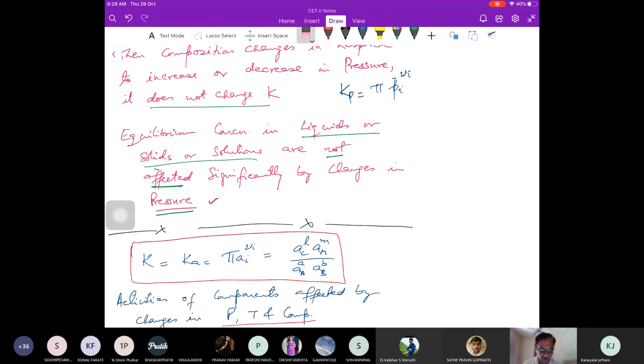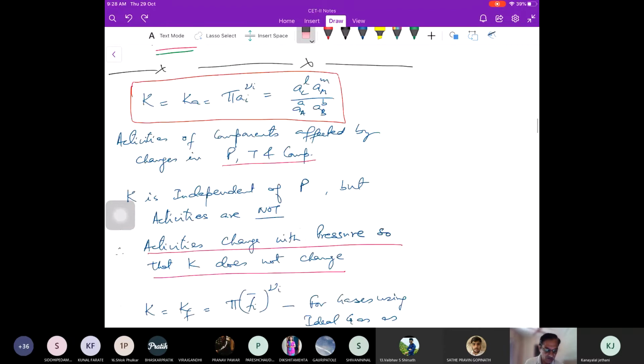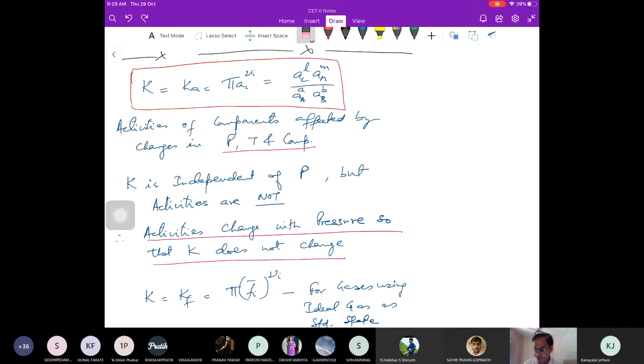But equilibrium concentrations in liquids, solids or solutions are not affected significantly by changes in pressure. Right? You have also seen the effect of pressure here. It changes concentration and so on. But for solids and liquids there is no effect of pressure. Okay, so now let us see how to calculate concentration when the pressure changes. K is defined by this equation, which is the product of the activity a i raised to the power of nu i, nothing but the product's activity raised to the power of the stoichiometric coefficient divided by the reactant's activity raised to the power of the stoichiometric coefficient.